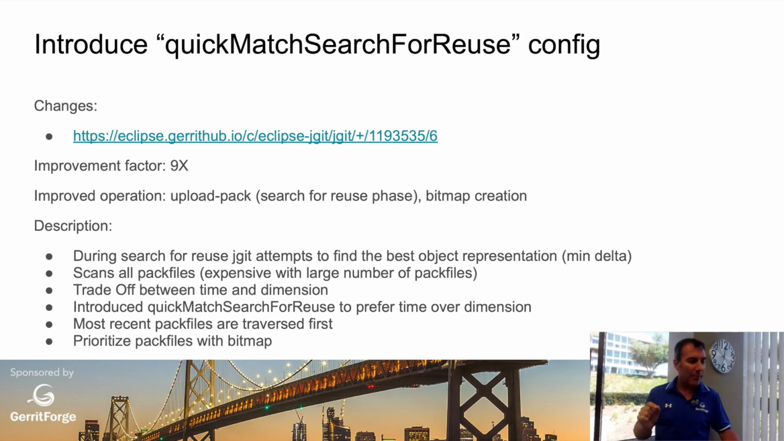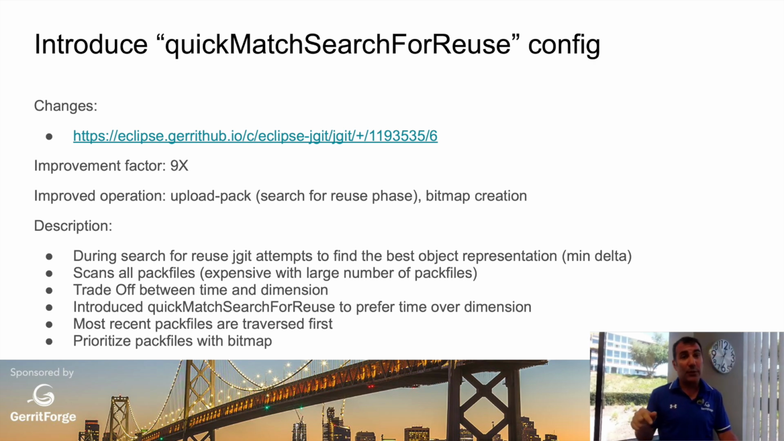What does it mean? It means that when we are after our object, we can decide to have the best representation of it, which translates into transferring the least amount of data to the client, or we don't care, we just want to be quick. So that's what we did with our change. We introduced this configuration where you can say, look, I don't care about the best representation, I just want to be fast. So just bail out as soon as you find a representation of the object. And that really speeds things up.